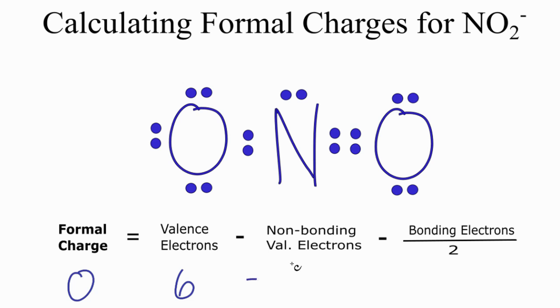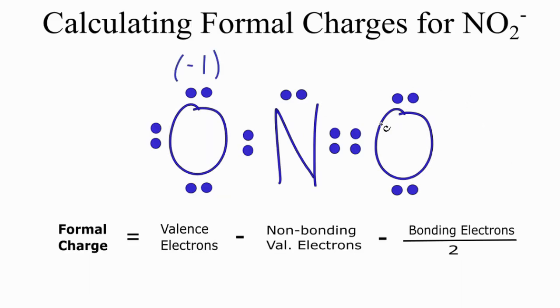We're going to subtract the non-bonding valence electrons, the ones that aren't between elements. So we have 2, 4, 6 non-bonding electrons. And finally, we're going to subtract the bonding electrons. Here we have just 2 bonding electrons between the oxygen and the nitrogen, and we're going to divide that by 2. So 6 minus 6 is 0, minus 2 over 2. That gives us a minus 1. Traditionally, we'd put a minus 1 with parentheses.